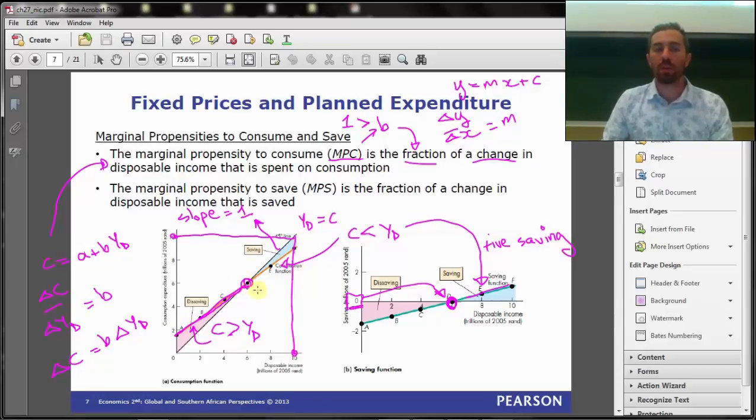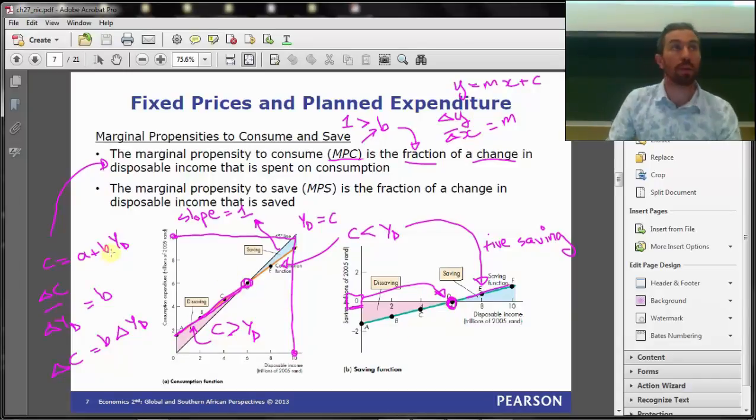At the point where the consumption function crosses the 45-degree line, we know that consumption, which is measured on our y-axis, is equal to disposable income measured on our x-axis. So if consumption equals disposable income, then we know that savings must be 0. We're not saving any of our disposable income, we're consuming it all.